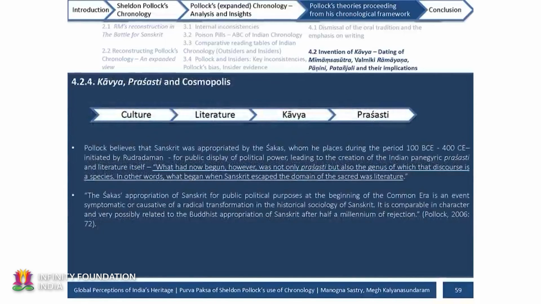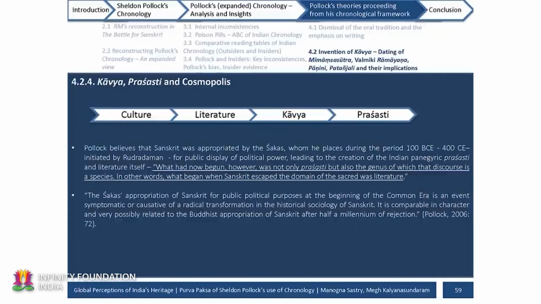Having asked the grandest of questions at the start, what Pollock essentially does is, in answering those big-ticket questions, he chooses extremely small subsets of data to extrapolate his theories upon. In fact, this is something that we found to be consistent with his entire methodology. So what he talks about in culture becomes further restricted to literature. From literature, it becomes a smaller subset, kāvya, and from kāvya, it becomes that of prashasti. So ideally, he's going to take your data points only from prashasti, but extrapolate it out to make remarks about the entire culture.